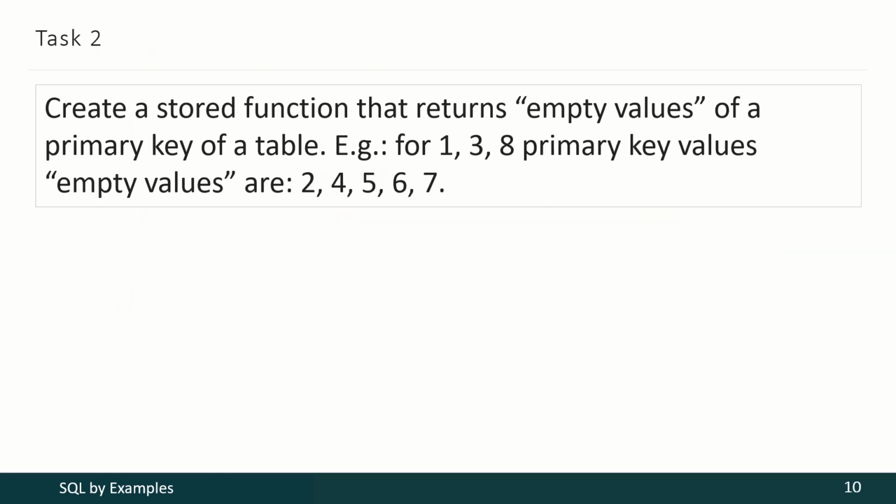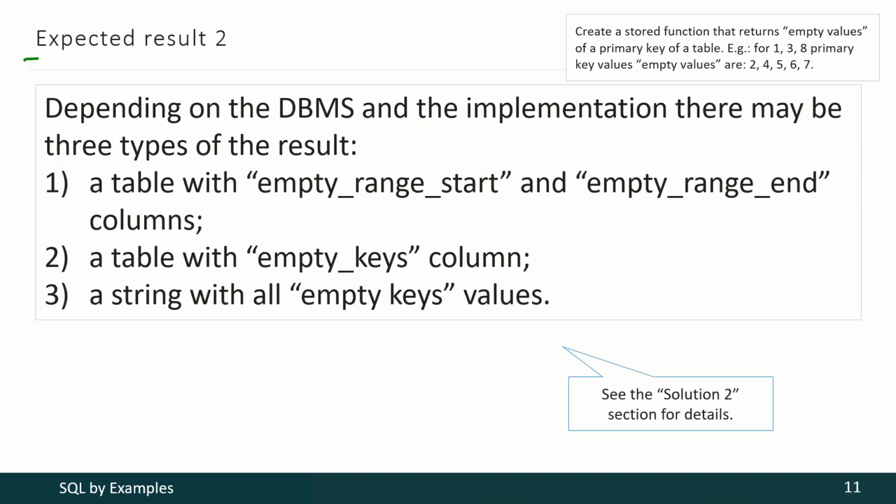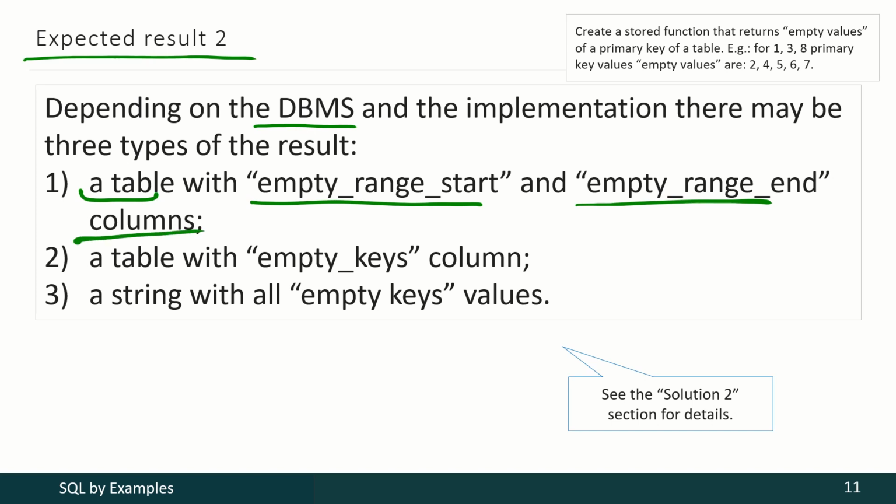In the second task we have to create a stored function that returns empty values of a primary key of a table. So imagine a table that has such values for primary keys. Then our function should return these values as empty keys. The expected result will depend on the DBMS and its capabilities. And it may be a table with empty range start and empty range end columns, or it may be a table with single empty keys column, or it even may be a string with all empty keys values.